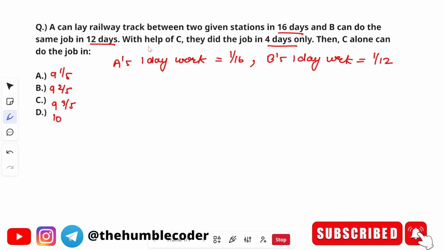It is also told that with the help of C, they did the job in only 4 days. What does that mean? That means that if A and B and C work together, they can do it in 4 days. So we can say the 1 day work of A plus B plus C is how much? 1 by 4, right? That is what it means. So A plus B plus C's 1 day work is 1 by 4. Using this, we are going to finally find our answer.